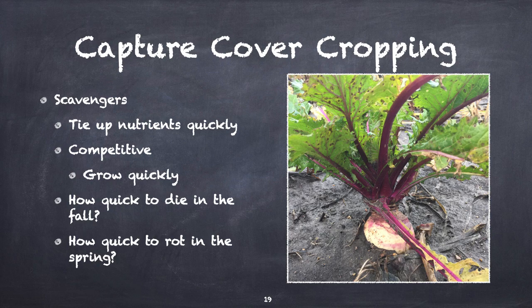So to go through some of the main groups, the big one is using these scavenging crops. And these scavenging crops tie up these nutrients quickly. They tend to be very competitive, so they grow quickly. Now the next question is, okay, so you have a plant like these turnips. How quickly do you want these things to die in the fall? If you use something like buckwheat, when you get your first frost on it, it's done.